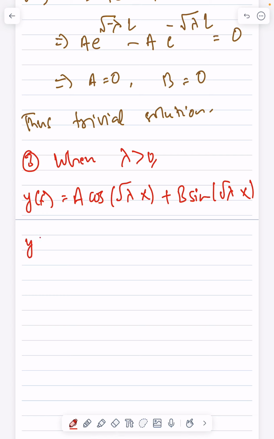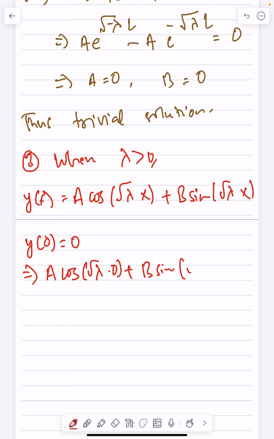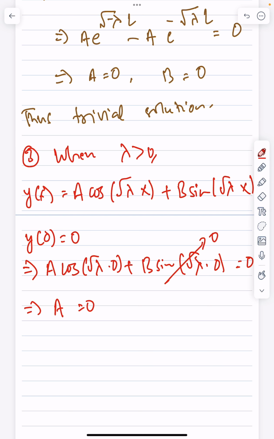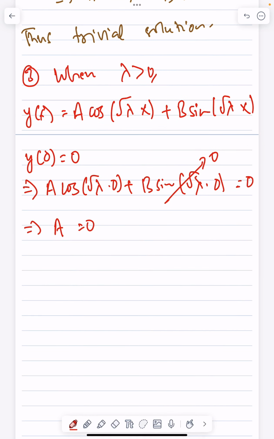Now y of 0 is equal to 0. Then we get a cosine. If you put 0 in, you get a cosine of square root of lambda times 0 plus b sine of 0. Cosine of 0 is 1, and sine of 0 is 0, so this entire part goes to 0. Similarly, from here we get a is equal to 0, right? Because cosine of 0 is 1, so a is equal to 0.